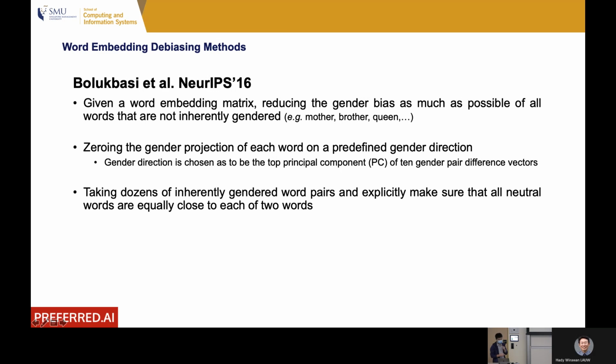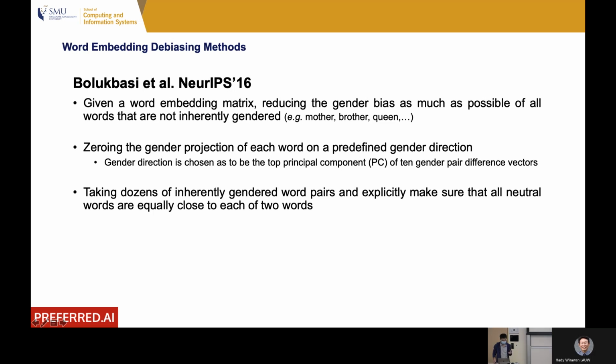Based on the definitions I mentioned before, the author proposed some methods to debias the gender bias in the word embeddings. The first one is the one of Bolukbasi in NeurIPS 2016. I will give you the general idea of this method. In this paper, the authors tried to reduce the gender bias in word embedding as much as possible from the words that are not inherently gendered. The words inherently gendered, like mother, brother, queen, etc., will not be included in the debiasing method. They do this by zeroing the gender projections of each word on a predefined gender direction.